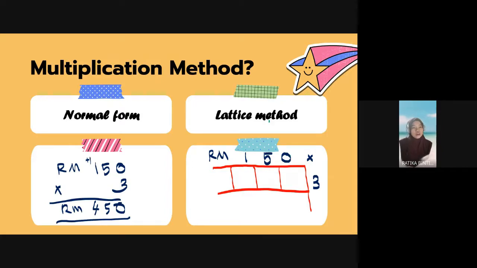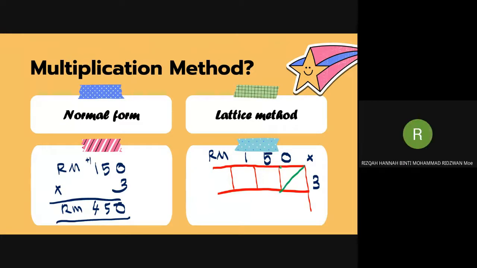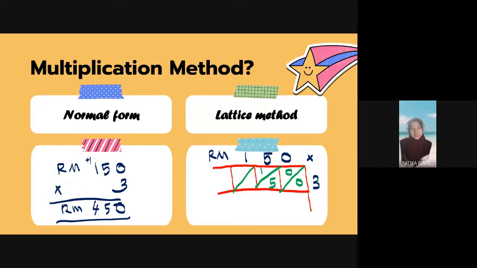So when you use lattice method, okay, sama juga awak darab. Okay, 0 times 3 is 0. Jangan lupa garisan. 0 times 3 is 0. So 0. Okay, 5 times 3 is 15. So 1, 5. Okay, 1 times 3 is 3. So 0, 3. And then what do you need to do?